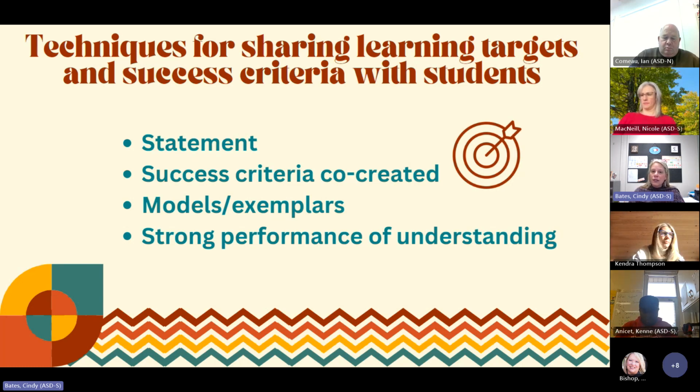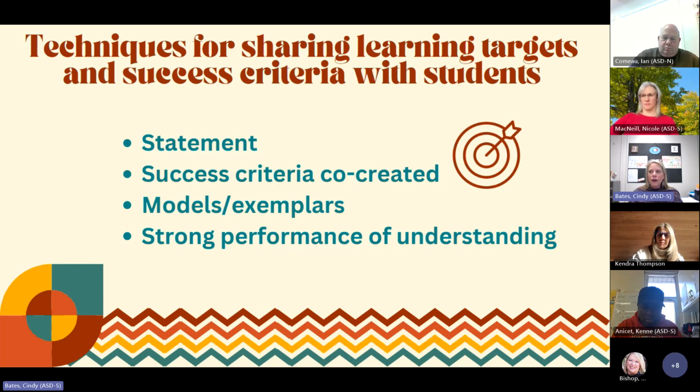Because again, this is together. It's not them making the decision. It's getting them talking about it as well, which is great for contextualization for students, and it puts them in the mindset of what they're going to be working on. Models and exemplars are an excellent way to show them what good work looks like.